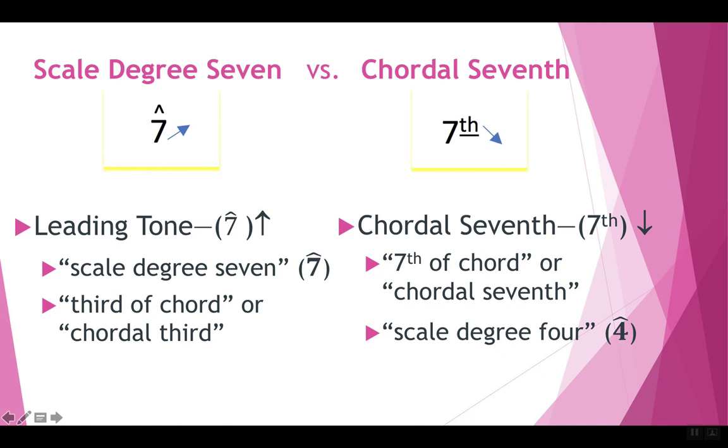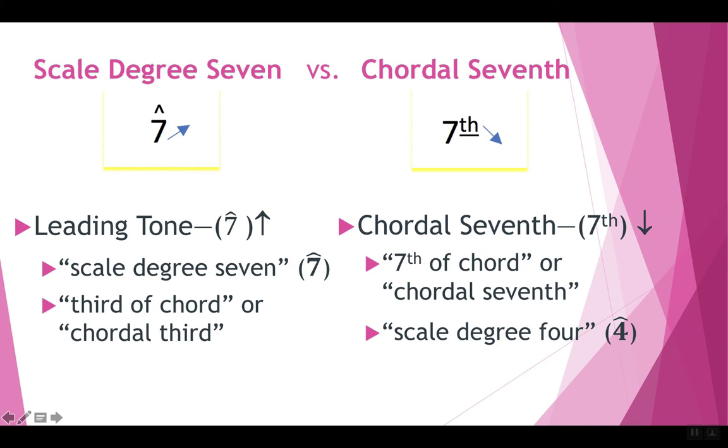So, scale degree 7, if we're in the key of, let's go back to the key of F, the Palestrina key. If we're in the key of F, scale degree 7 is E. E wants to go up to F. Still in the key of F, the 7th of the 5-7 chord is B flat, which wants to go down to A. So this is E, this is B flat.